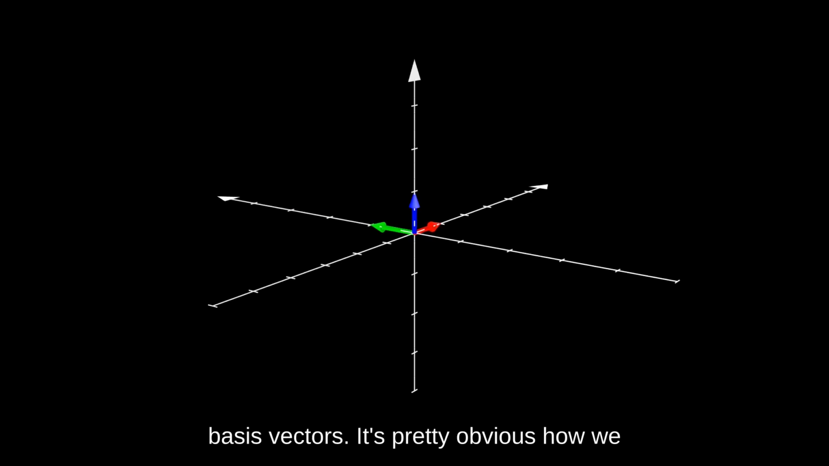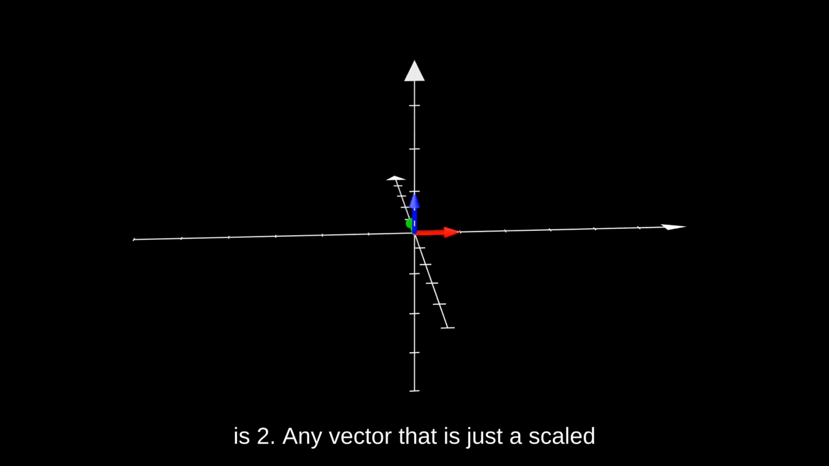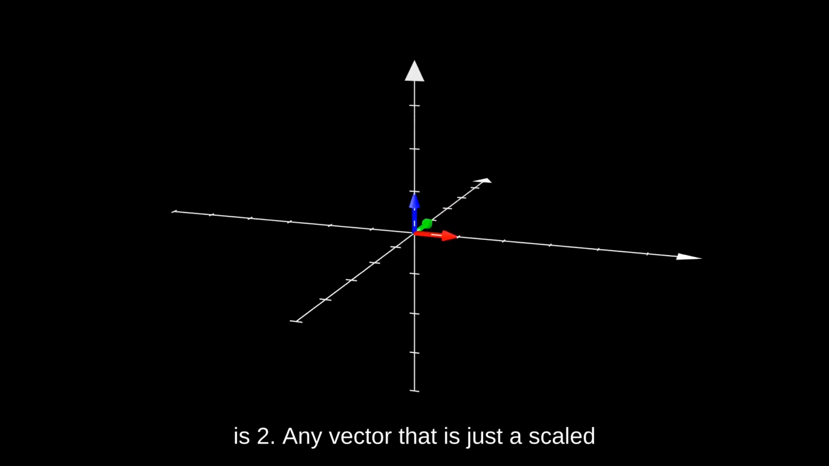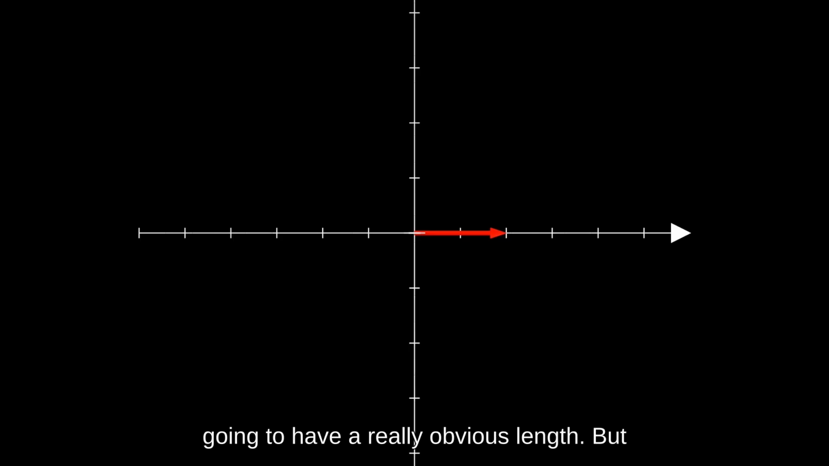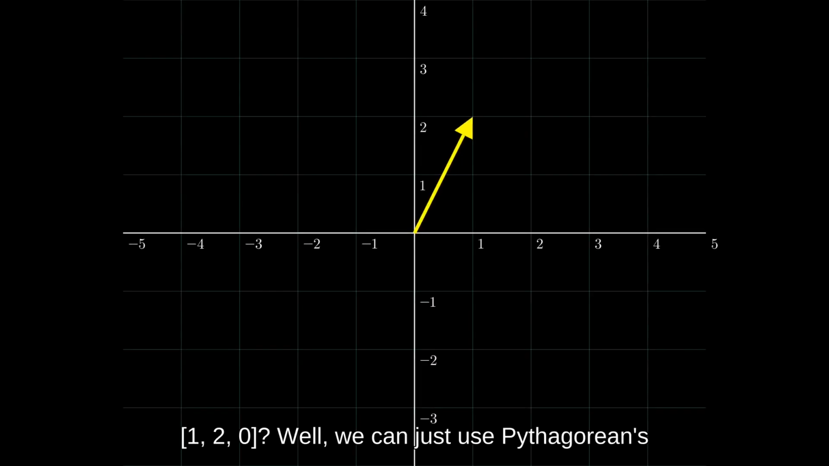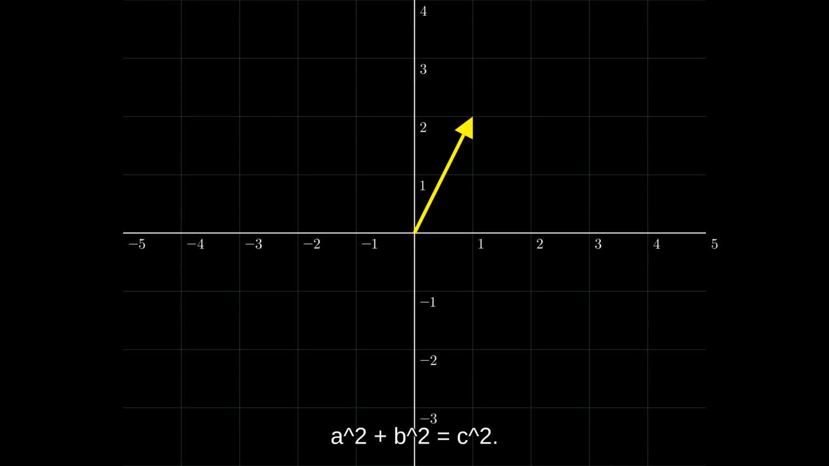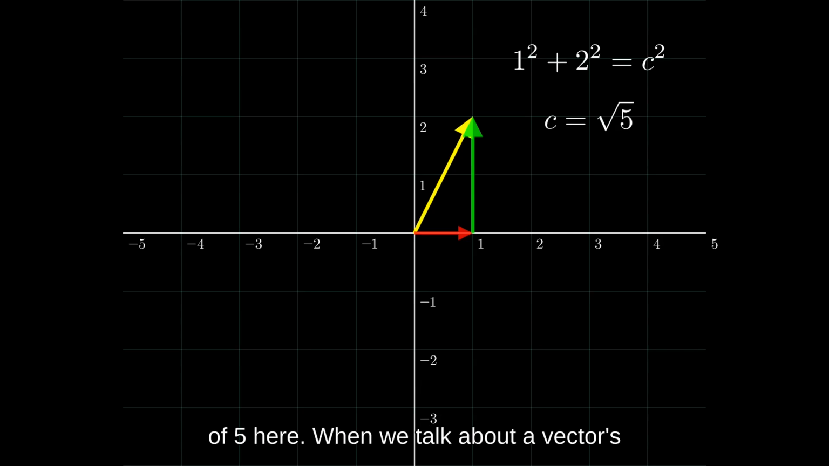It's pretty obvious how we knew that the length of the 2, 0, 0 vector is 2. Any vector that is just a scaled version of a basis vector like this is going to have a really obvious length. But what about vectors like 1, 2, 0? Well, we can just use Pythagorean's theorem to figure this out really easily. A squared plus b squared equals c squared, so 1 squared plus 2 squared equals c squared. So the length is the square root of 5 here.